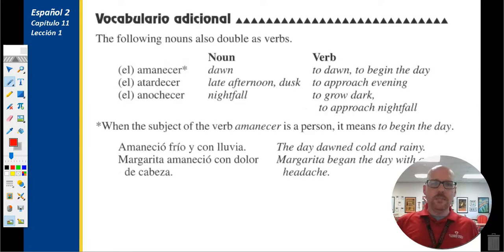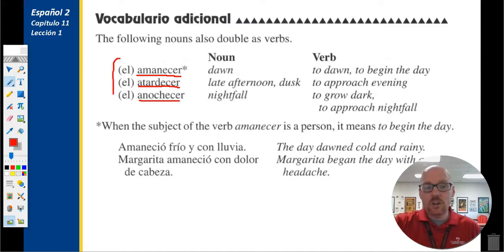Just some quick additional vocabulary as we move through this lesson as well. We've talked about a couple of different words that could double as nouns or verbs depending on how they are used. These words have to do with times of the day. El amanecer is the dawn. Now, when you put an article before it, as you see here, el amanecer, that is the dawn. But if you just use it as a verb, amanecer, it means to dawn or to start the day. It's the same thing for el atardecer, the afternoon, or anochecer, the evening or the nightfall.